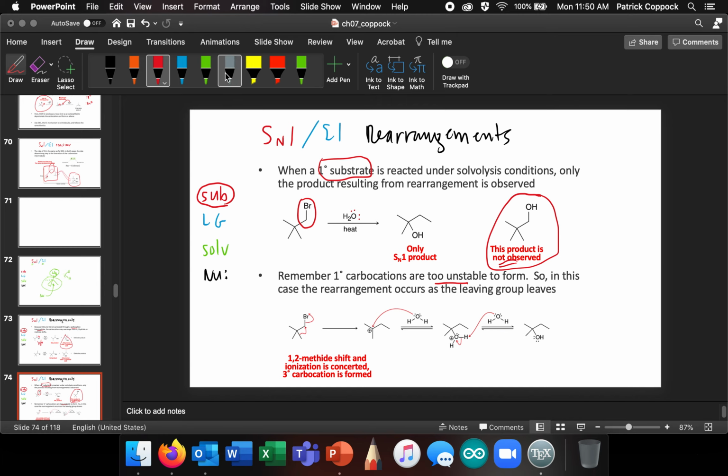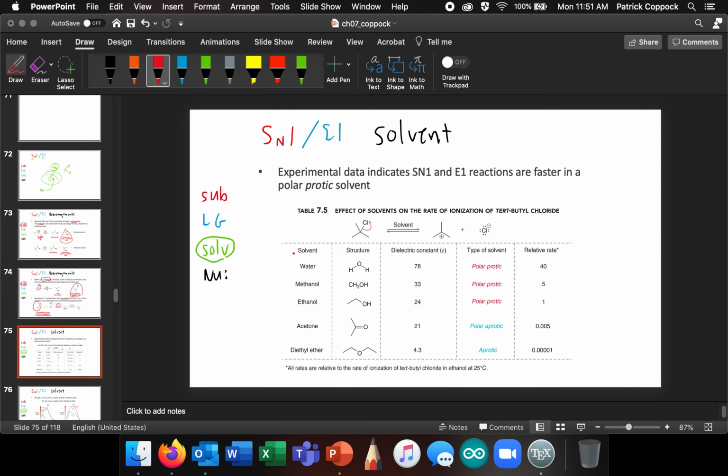And here's the mechanism for that. The leaving group leaves, and as it happens, this is a concerted mechanism. It happens at the same time. The methide shifts over, and the leaving group leaves. Then you're left with a tertiary carbocation intermediate, which is A-OK. Then the nucleophile comes in, which is the solvent molecule. It acts as a nucleophile. That's why we call it solvolysis. The nucleophile comes in, and then it's deprotonated, a proton transfer. Now let's talk about the solvent.